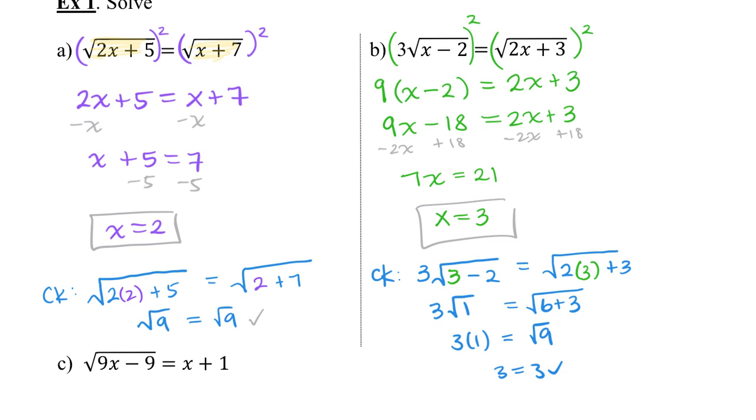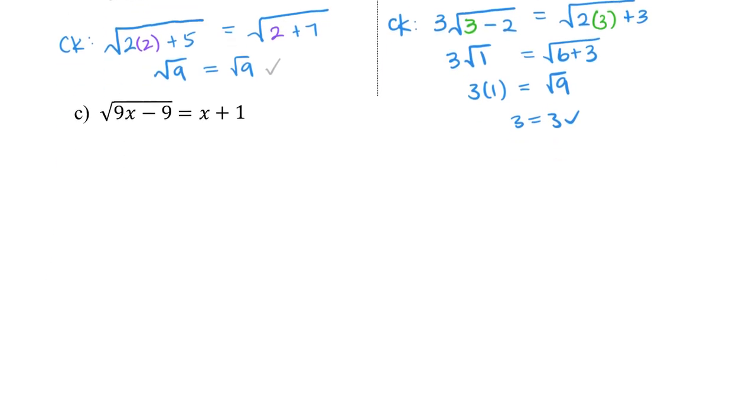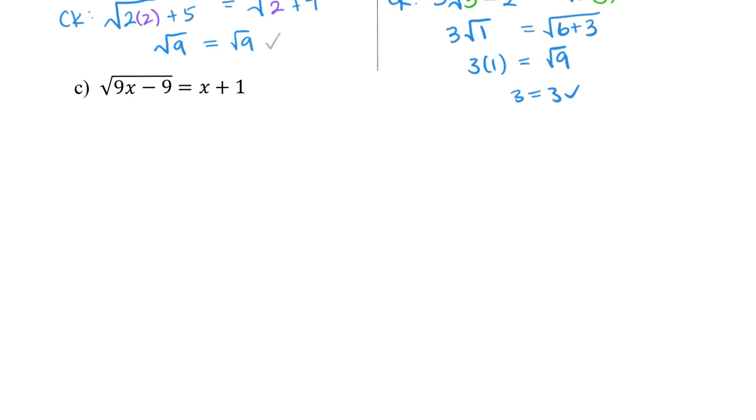Okay, now C. Let's look at C. See the big space below C? That means this is going to be a good one. It says the square root of 9x minus 9 equals x plus 1. Okay, there's only one radical. It's right here. Is it isolated? It's isolated on the left side, so I can go ahead and square both sides.